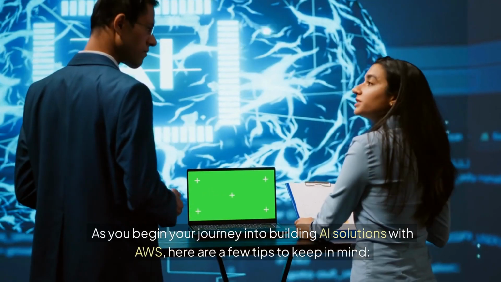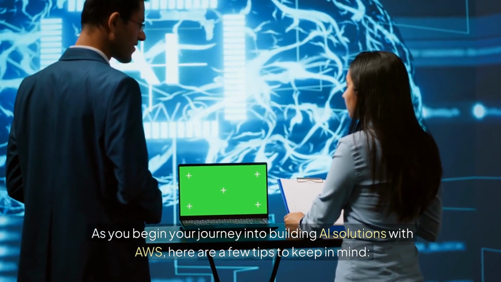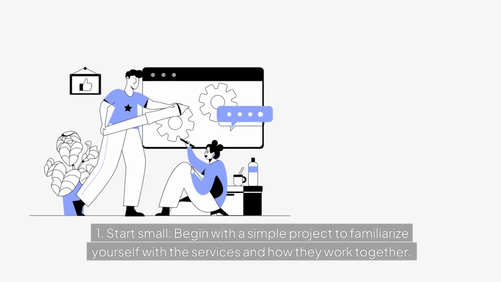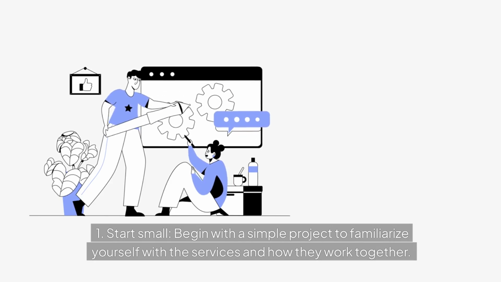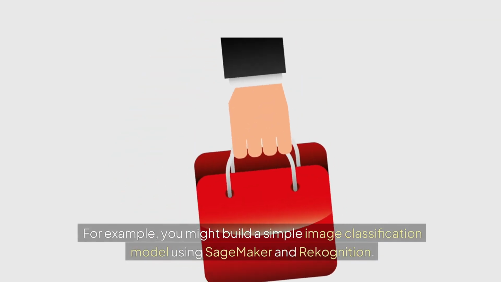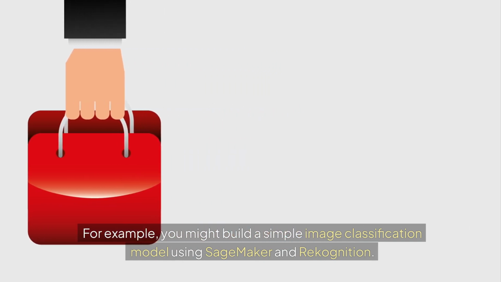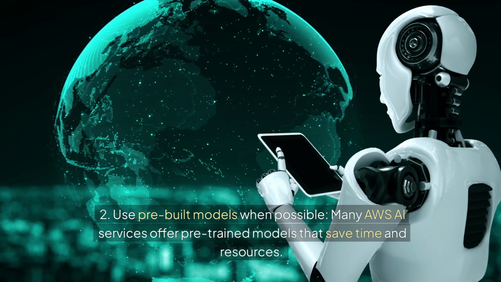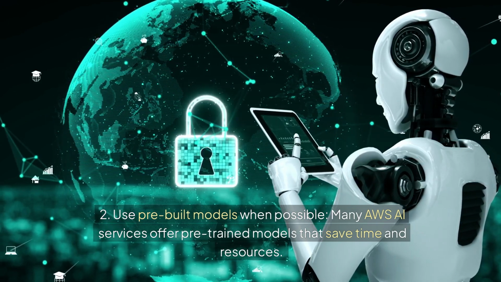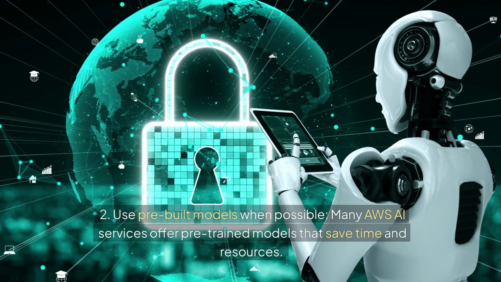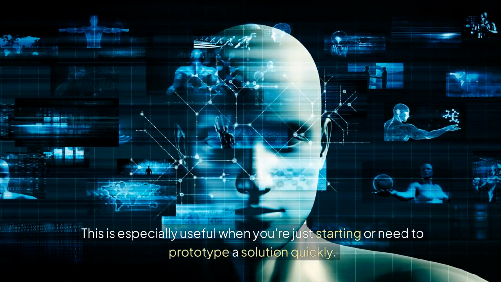As you begin your journey into building AI solutions with AWS, here are a few tips to keep in mind. 1. Start small. Begin with a simple project to familiarize yourself with the services and how they work together. For example, you might build a simple image classification model using SageMaker and Rekognition. 2. Use pre-built models when possible. Many AWS AI services offer pre-trained models that save time and resources. This is especially useful when you're just starting or need to prototype a solution quickly.